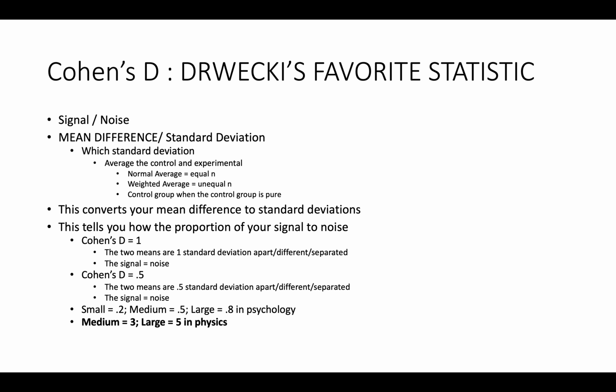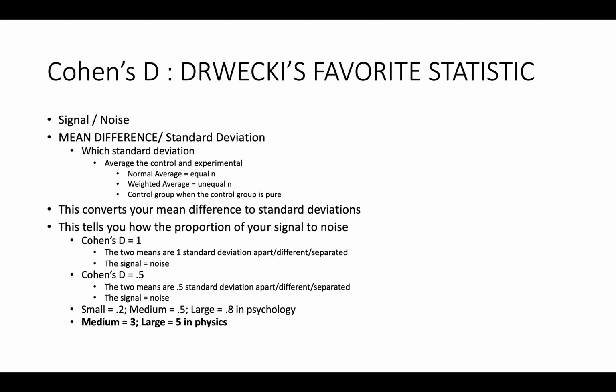So let me just give you some examples. With a Cohen's d of 1, this tells you two things. The two means are one standard deviation apart, different, or separated. That's what I was trying to say earlier. And it tells you signal, in this case, equals your noise. Your mean difference equals your standard deviation. Your signal equals your noise.